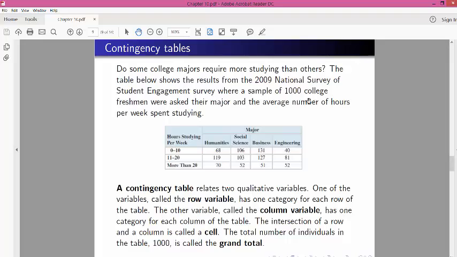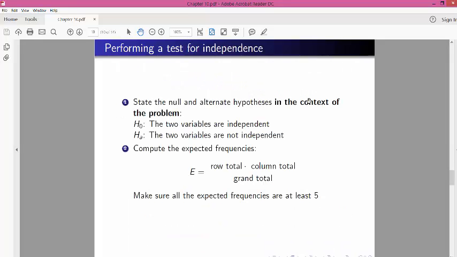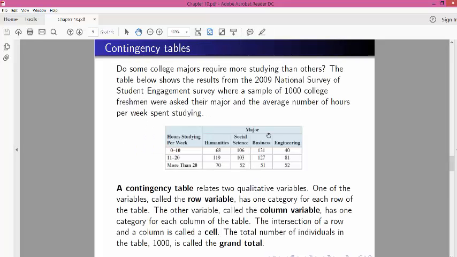You would actually use the variables that are provided to you in the problem. And then for the alternative hypothesis, you would say major and the number of hours studying per week are not independent. There is a relationship here. Then computing the expected frequencies: these numbers right here are observed. This is what we've collected. We want to compare these to the expected values for each one of these cells.